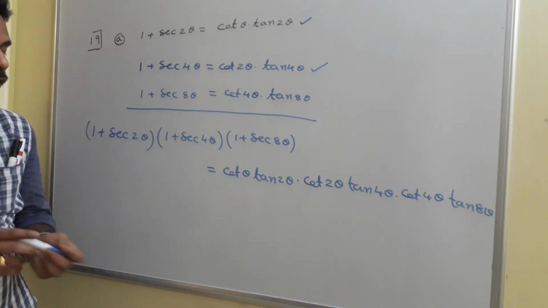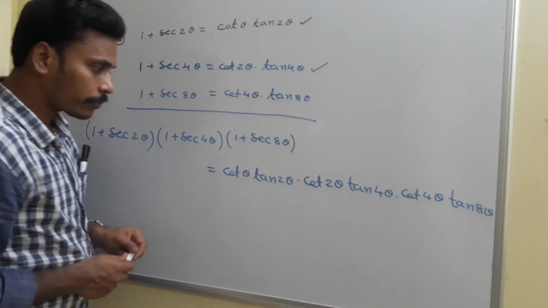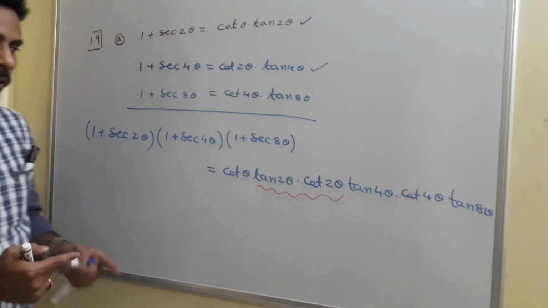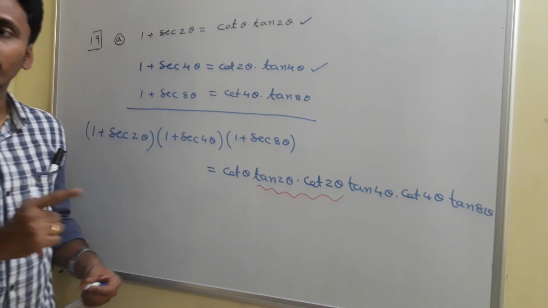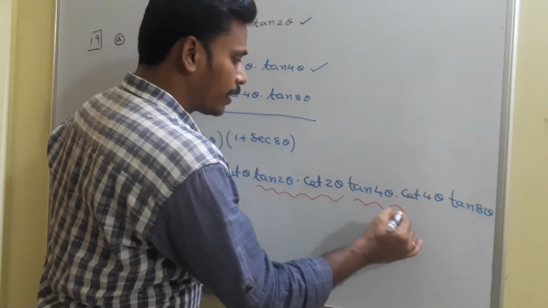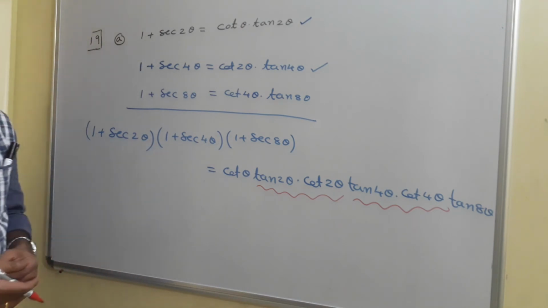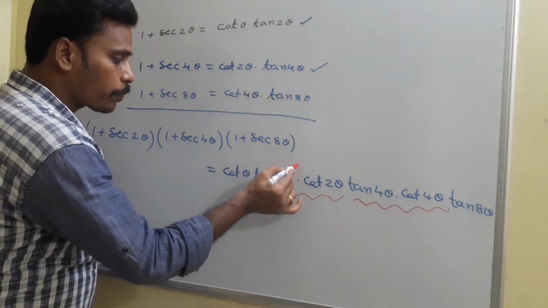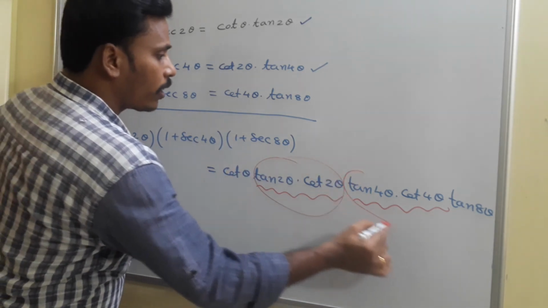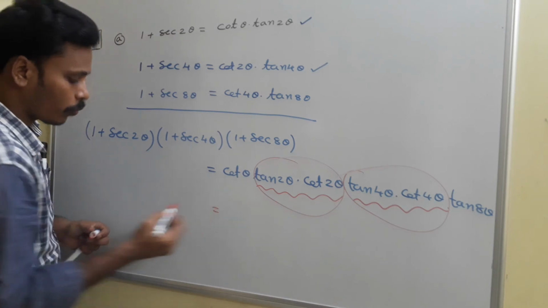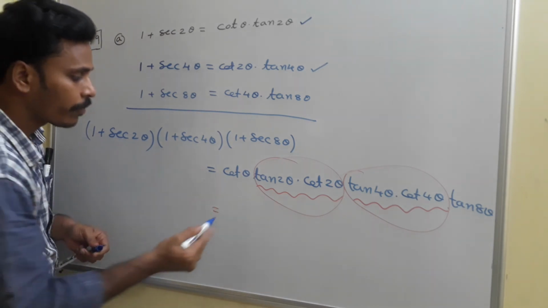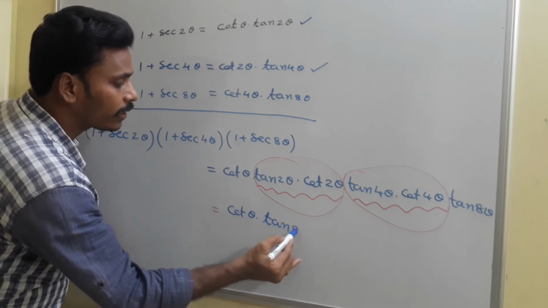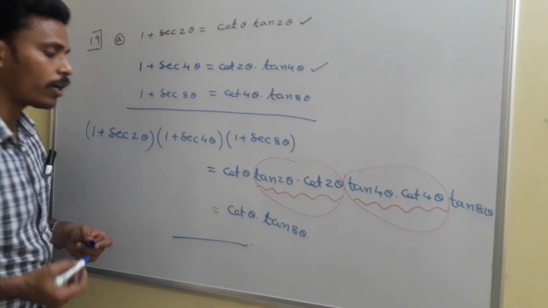Now if you observe, this is tan 2 theta into cot 2 theta. The angle is the same. Tan into cot is always 1 because they are reciprocal to one another. Tan 4 theta into cot 4 theta: the angle is the same, and tan and cot are reciprocal to one another. So this product is 1 and this product is also 1. Then at the end you are left with cot theta into tan 8 theta. That's what you need to identify.